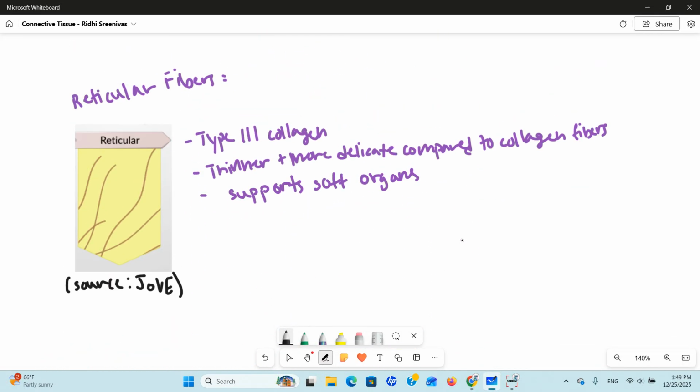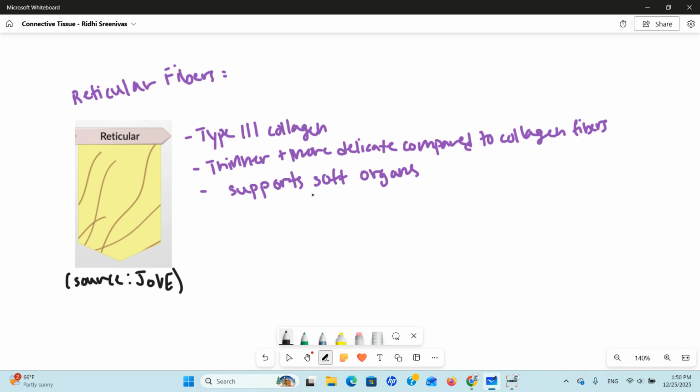Next, we have reticular fibers, which are composed of the same proteins as collagen, but the proteins are arranged differently, as it is made of type 3 collagen. Therefore, they have different properties, being thinner and more delicate compared to collagen fibers, but still strong enough. Reticular fibers are mainly known to support soft organs like the spleen or liver, and many more, of course.